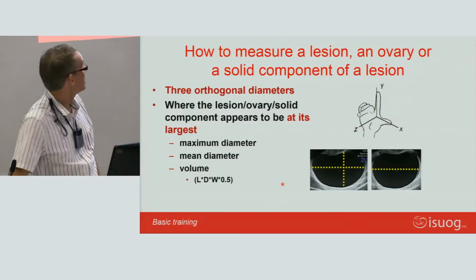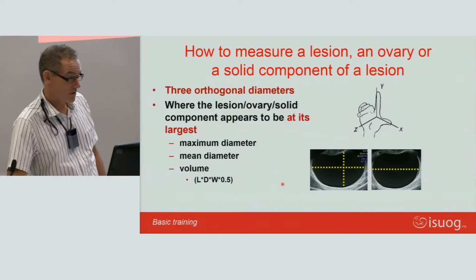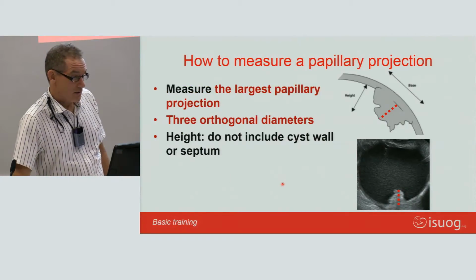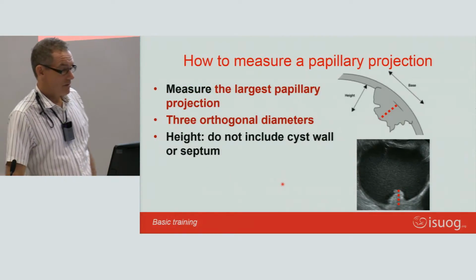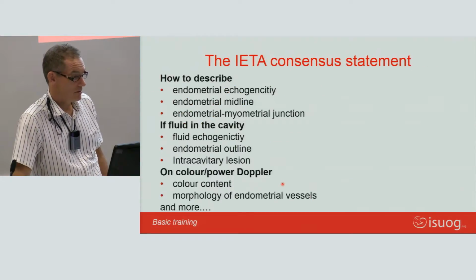So that's essentially the way I do it when you scan. You split your screen, you have the cyst, and you do all your measurements in one. In terms of papillary projection, you measure the largest papillary projection. Once again, your 3 orthogonal measurements. You do not include the wall of the cyst, and then you'll get a measurement.